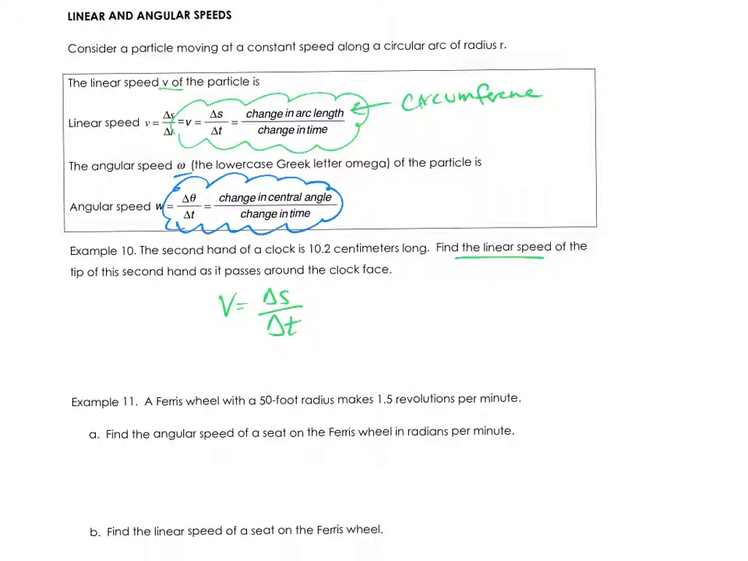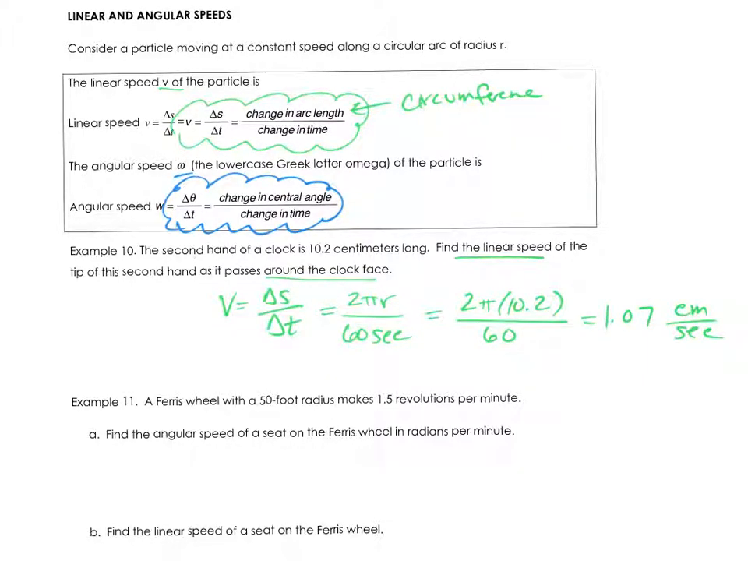And in this case, it tells us that we're looking for it as it goes around the clock face, so that's going to be a full 2 pi r, because we're going to be in radians for this. And then we're going to want time, which it gives us, as it's all around the clock, for a second hand is 1 minute or 60 seconds. So when I do that, that's 2 pi r over 60. In this case, the radius is 10.2, all divided by 60, which is just 1.07, and my units are centimeters per second.